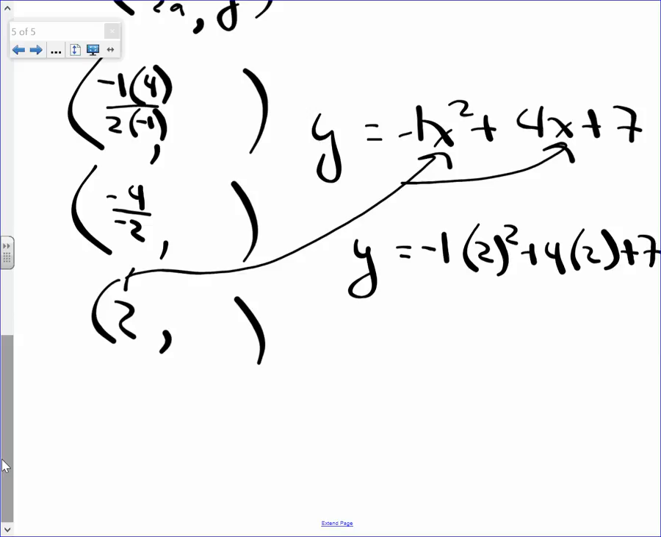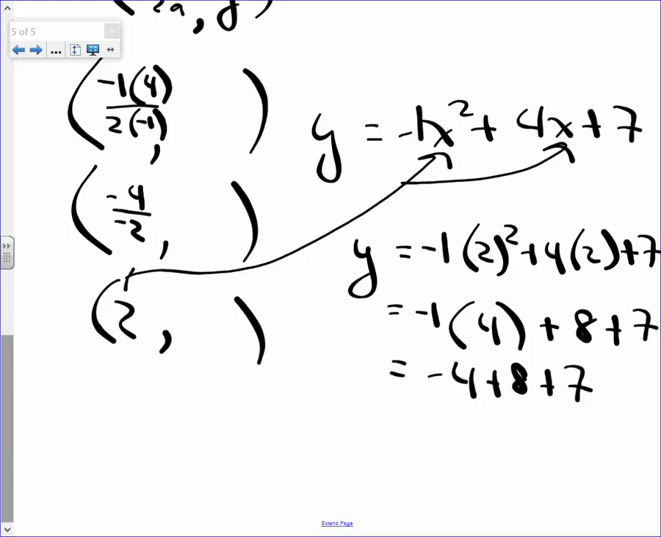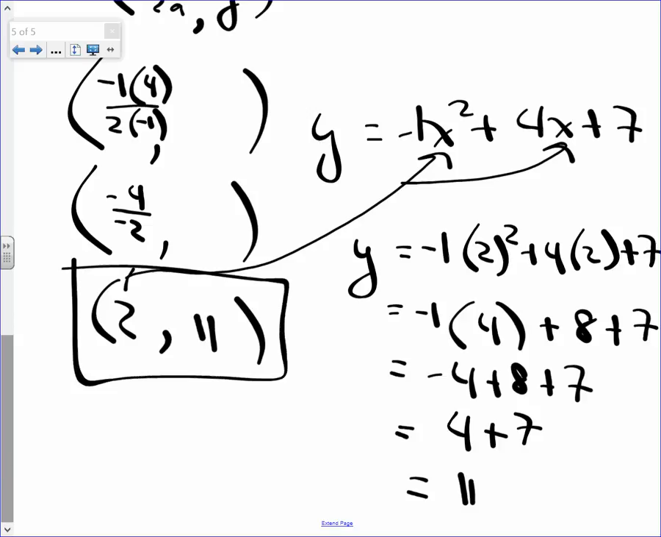What do I do now? Do exponent first. That's 4 plus 8 plus 7. Negative 1 times 4 is negative 4 plus 8 plus 7. Negative 4 plus 8 is positive 4, plus 7 is 11. We're rocking and rolling. There's our vertex, 2, 11.